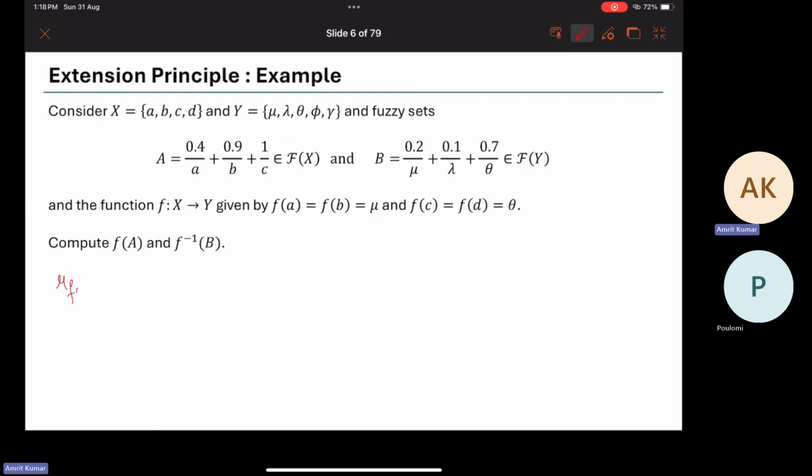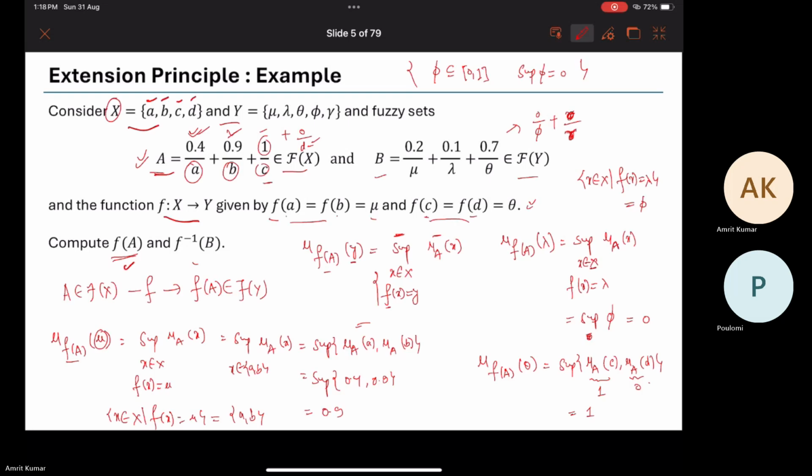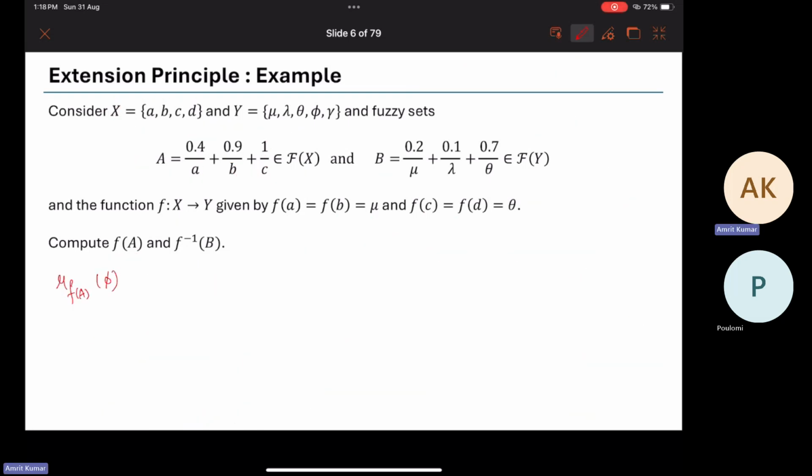Similarly, let us now compute the membership of phi in f of A. So we'll first look at all x in our domain such that f of x equals phi. Now, no such x exists, right? Because f either maps an element to mu or theta. So this again is the supremum of the empty set, and this is 0. Maybe I should not have used this symbol because we already use it for the empty set, but don't confuse it with the empty set.